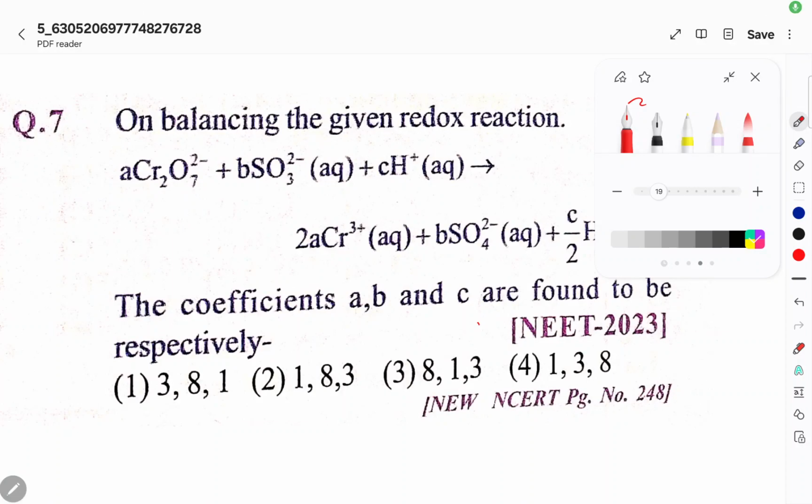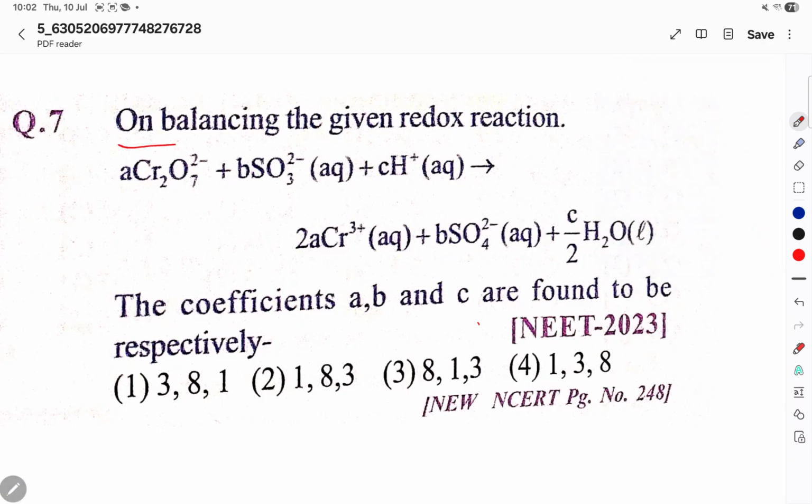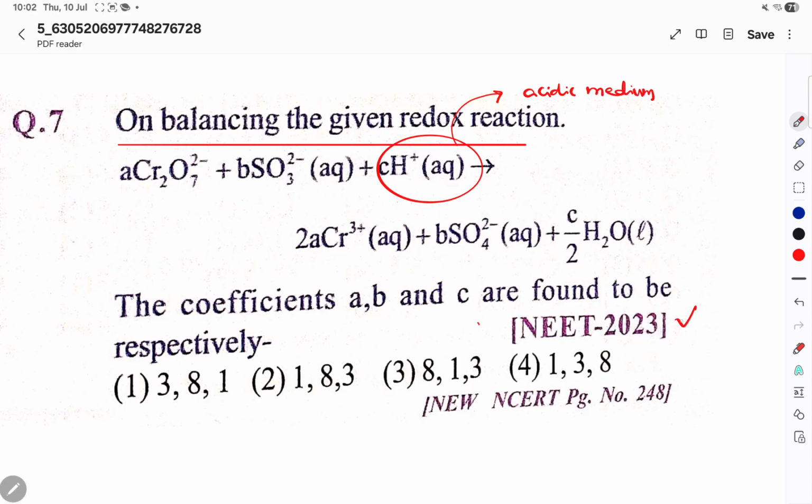Friends, in this session I am going to discuss balancing redox reactions in acidic medium. This question was given in NEET 2023, just 2 years back, the pink box question. How to balance this equation and how to identify the answer, I am explaining.